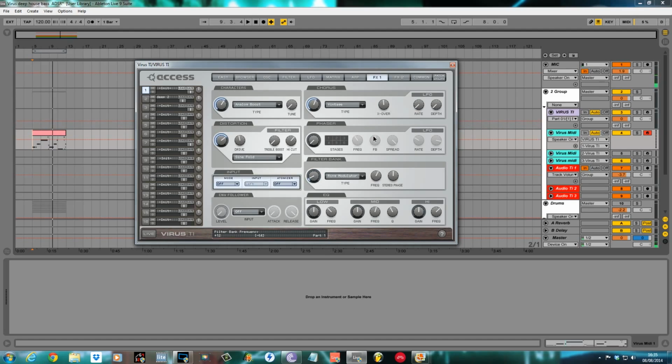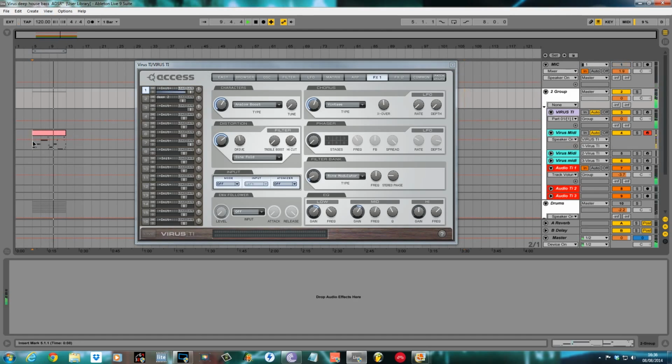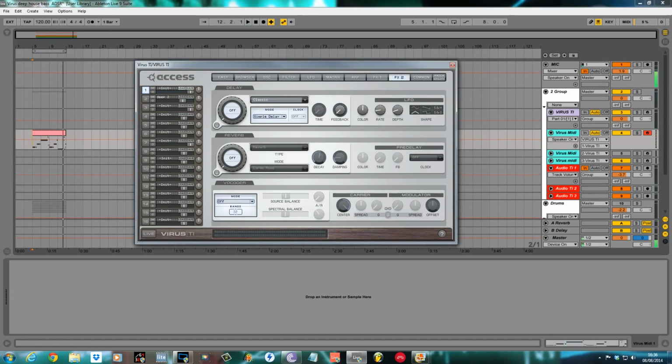Frequency I had on 0, dead centre. The stereo phase, about minus 115 degrees. I boosted the lows quite a lot because I wanted it to be a real bassy patch, about +5. Same with the mids, not quite so much, about +4. Kept the highs where they were. That's it for FX1, so we'll go ahead and do FX2.